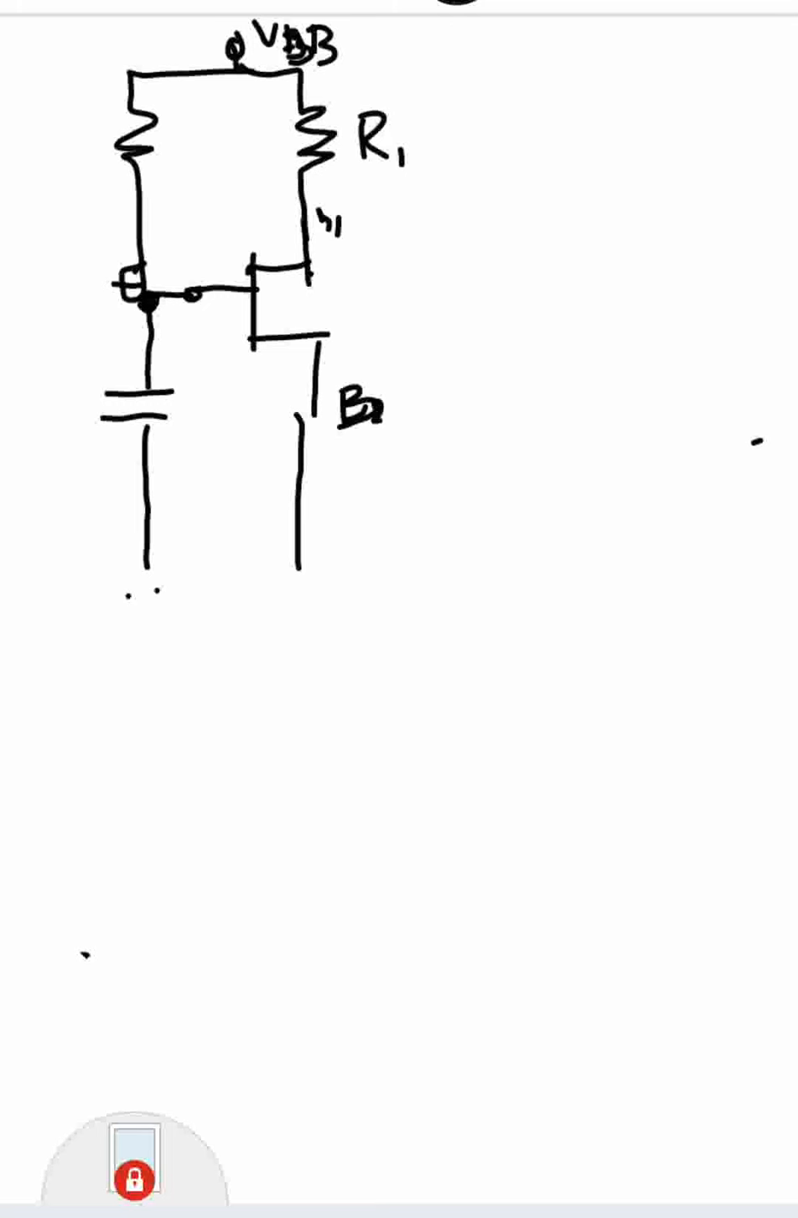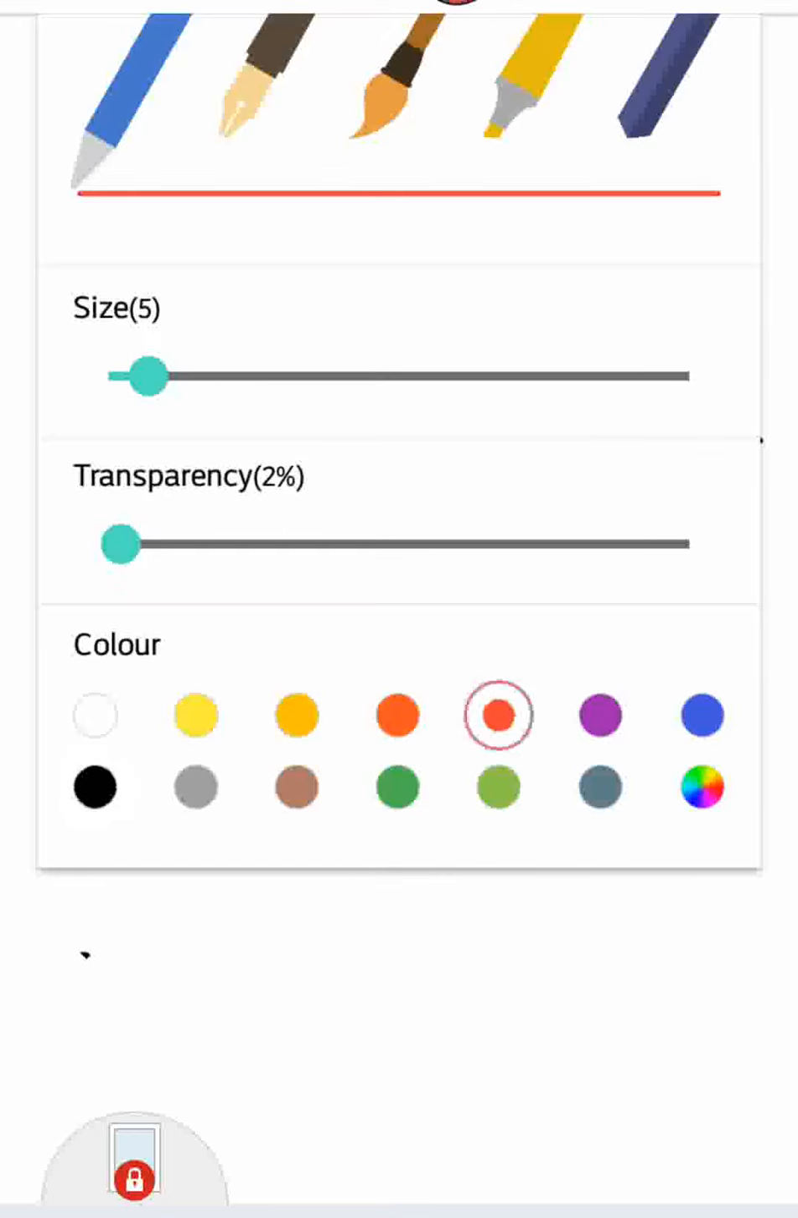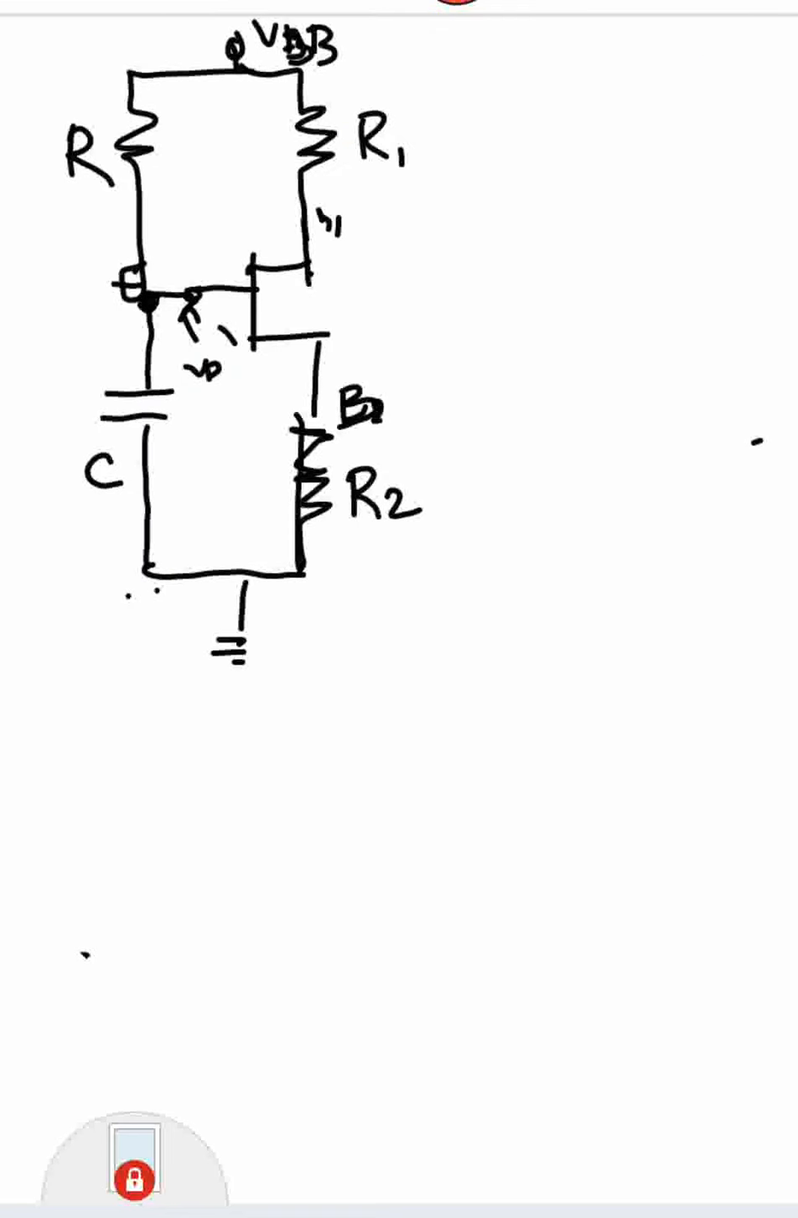Now when the voltage across this UJT reaches the peak voltage, the UJT triggers. To obtain the pulses across this base junction, I will use another resistance called R2. This is grounded, this is C and this is R. So this is a simple triggering circuit of the UJT, and the idea of triggering is also very simple. When you supply voltage VBB through this R, the capacitor charges towards VBB.